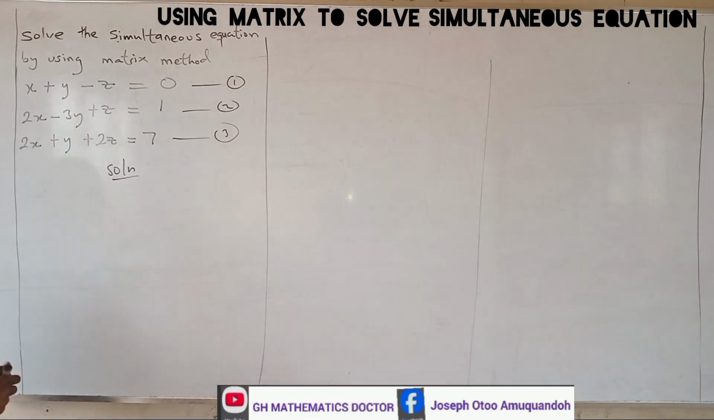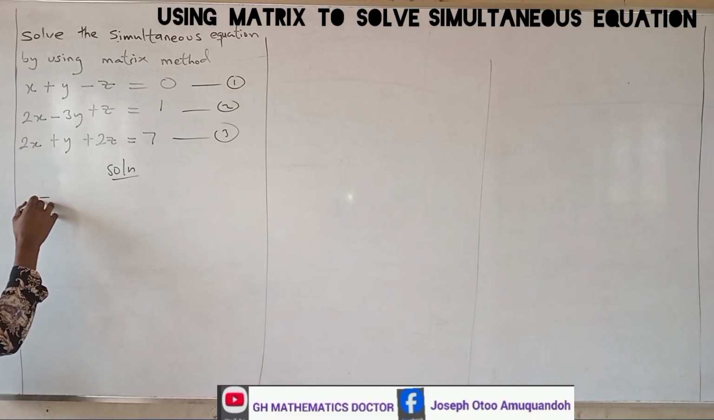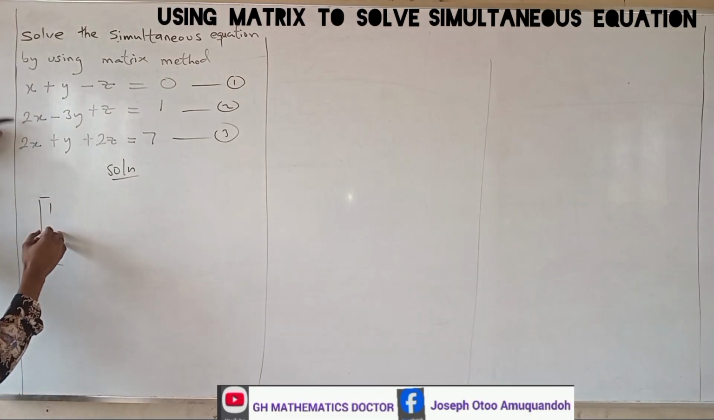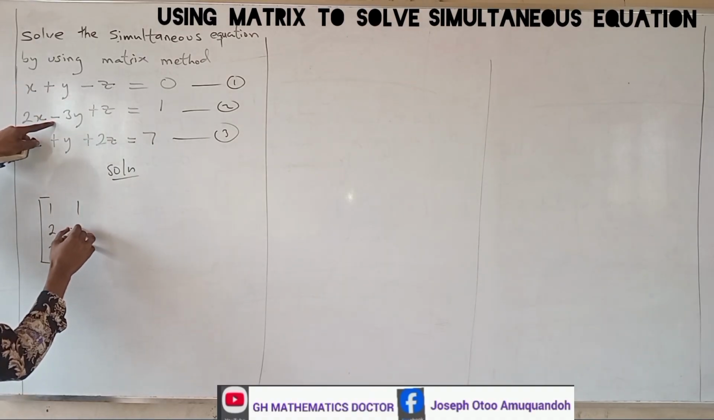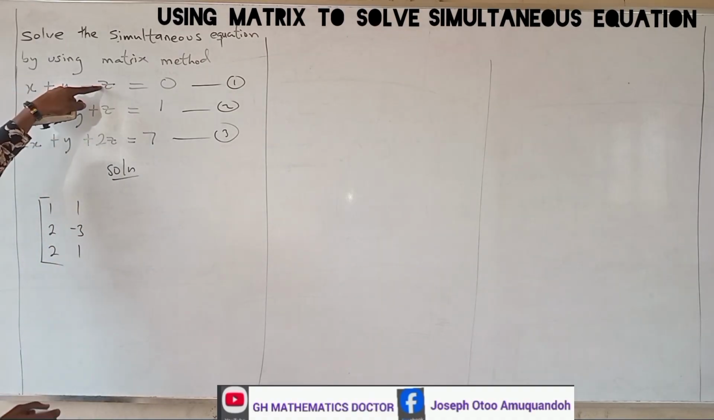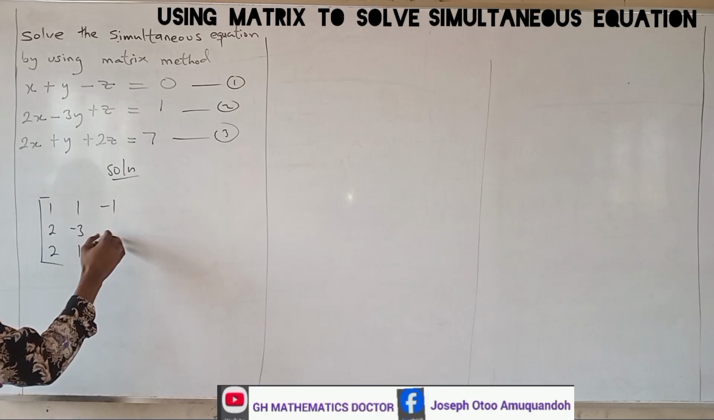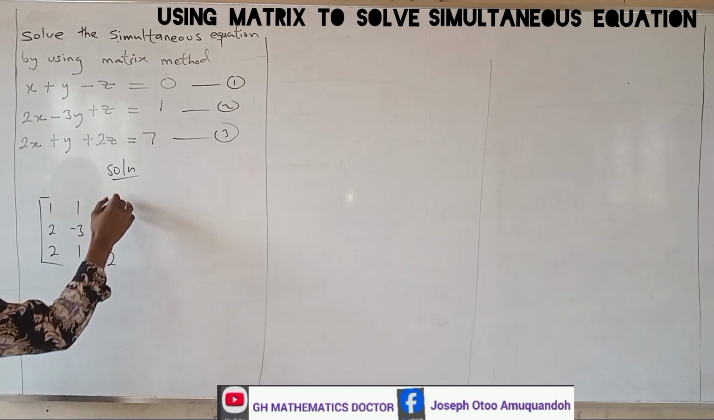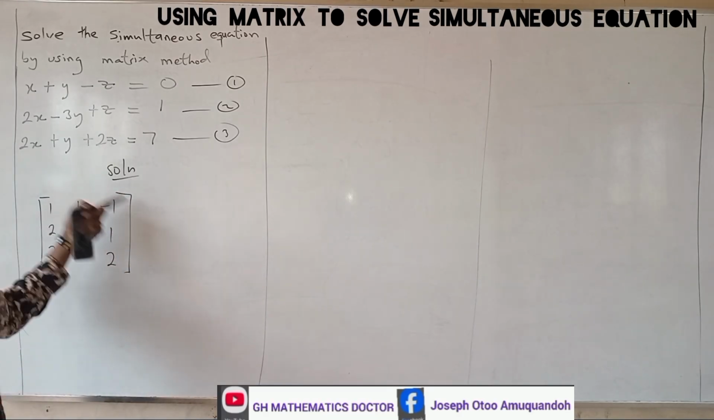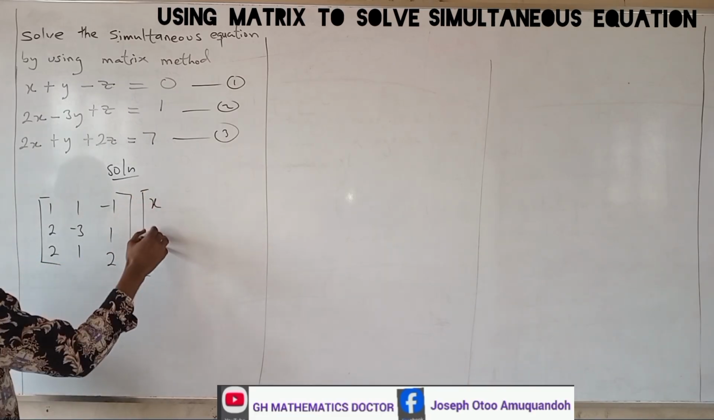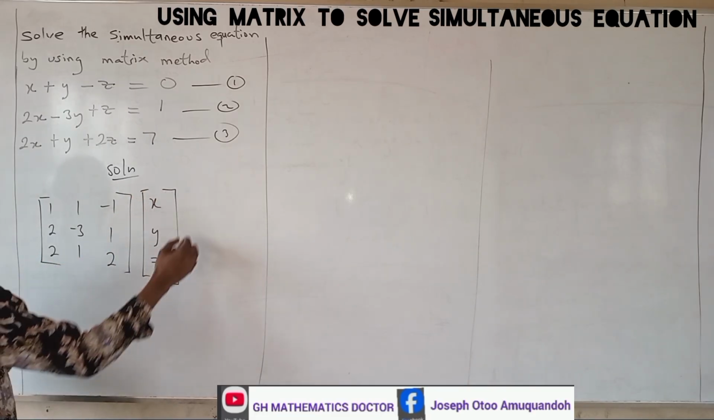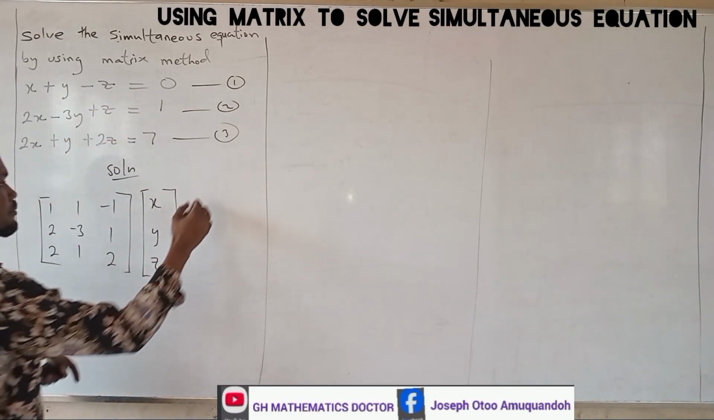Starting with the coefficient of the x, and the coefficient of the y, and the coefficient of the z. Now, these are the coefficients of the variables. We have their constants also there.